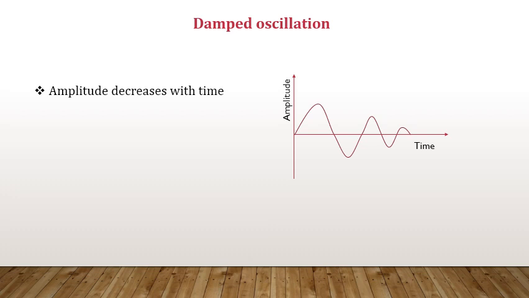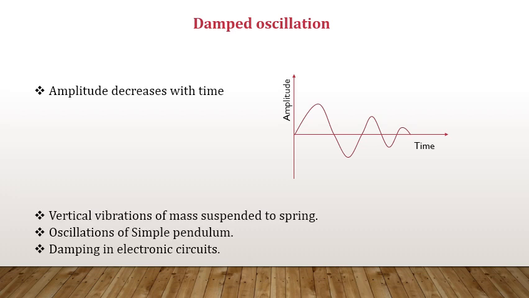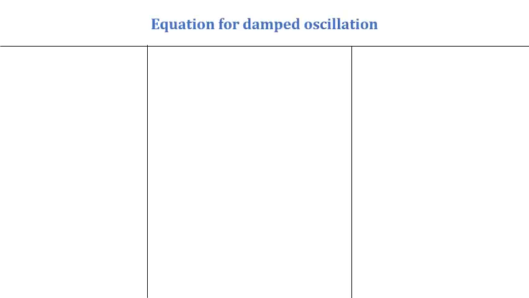Some examples of damped oscillations are vertical vibration of a mass suspended from a spring, oscillations of a simple pendulum, damping in electronic circuits, etc. Now let us derive an equation for damped oscillation.